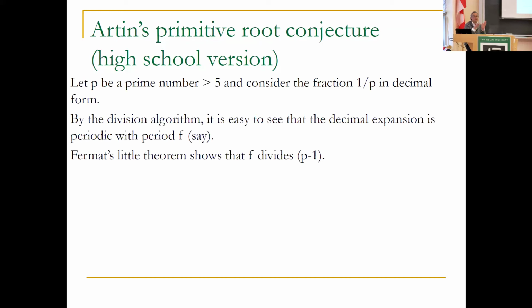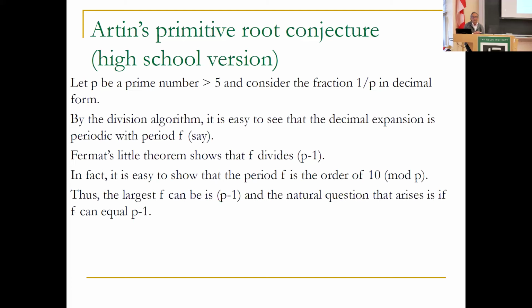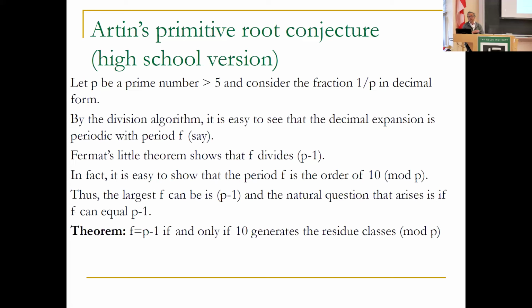The period, that means the length with which the decimal expansion repeats, will have to divide p minus 1 for elementary reasons, from Lagrange's theorem actually. And it turns out that the period of the decimal expansion is actually the order of 10 modulo p. That's a little elementary number theory exercise. And so the question then is whether the order can be as large as possible, which is p minus 1. And this is essentially Artin's conjecture. So the period equals p minus 1 if and only if 10 generates the residue classes mod p.